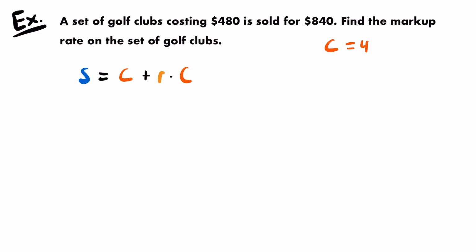C is equal to 480. And then those golf clubs are sold for $840. So that would be the selling price. S would be equal to 840. Those are the values that we've been given.